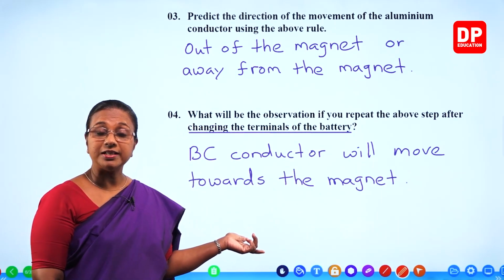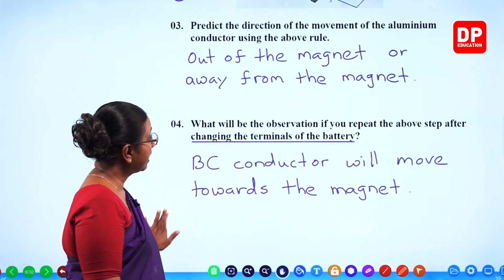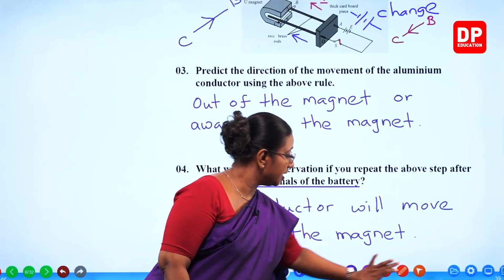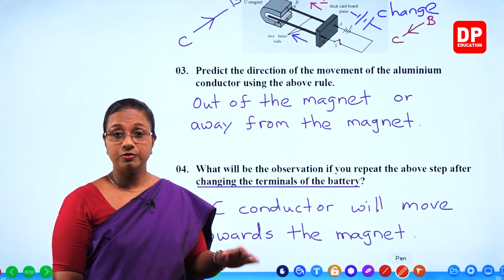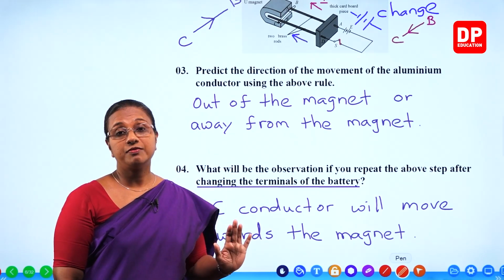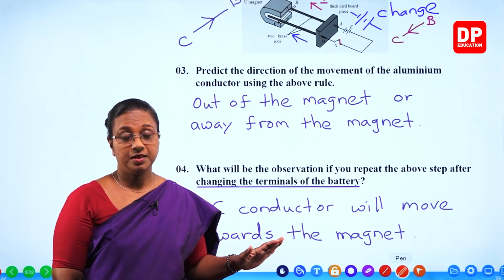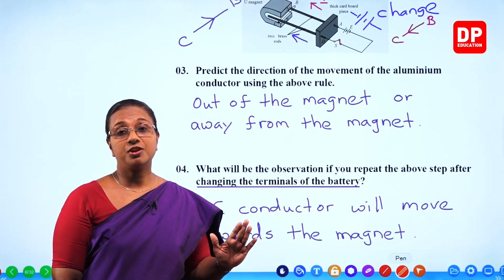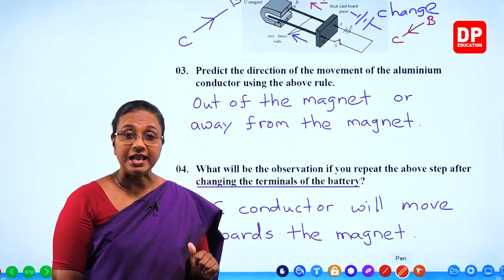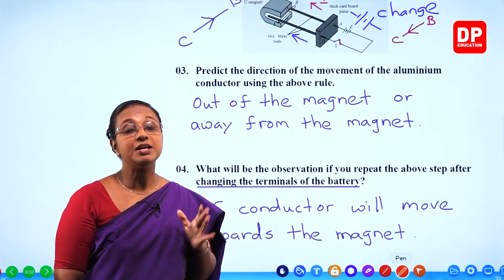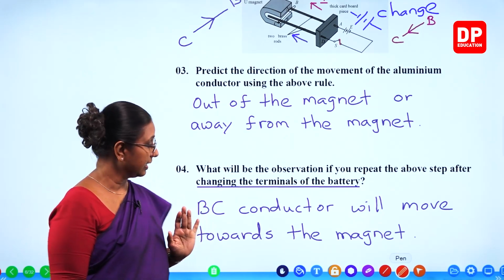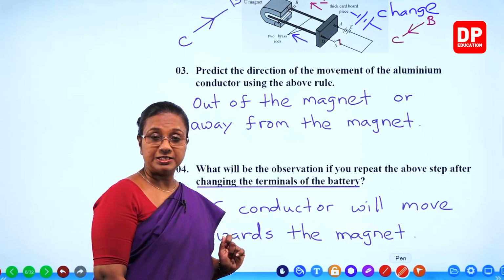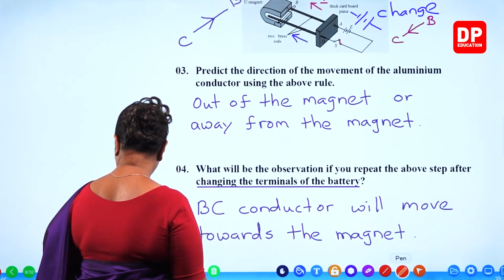So, from this, what can you all understand? You can remember when we change the direction of the current flow, keeping the direction of the magnetic field the same. Direction of magnetic field did not change, only the direction of current flow changed. So, then the direction of force will change. You all can remember that. So, that is the observation. Then I'll move on to the next part.